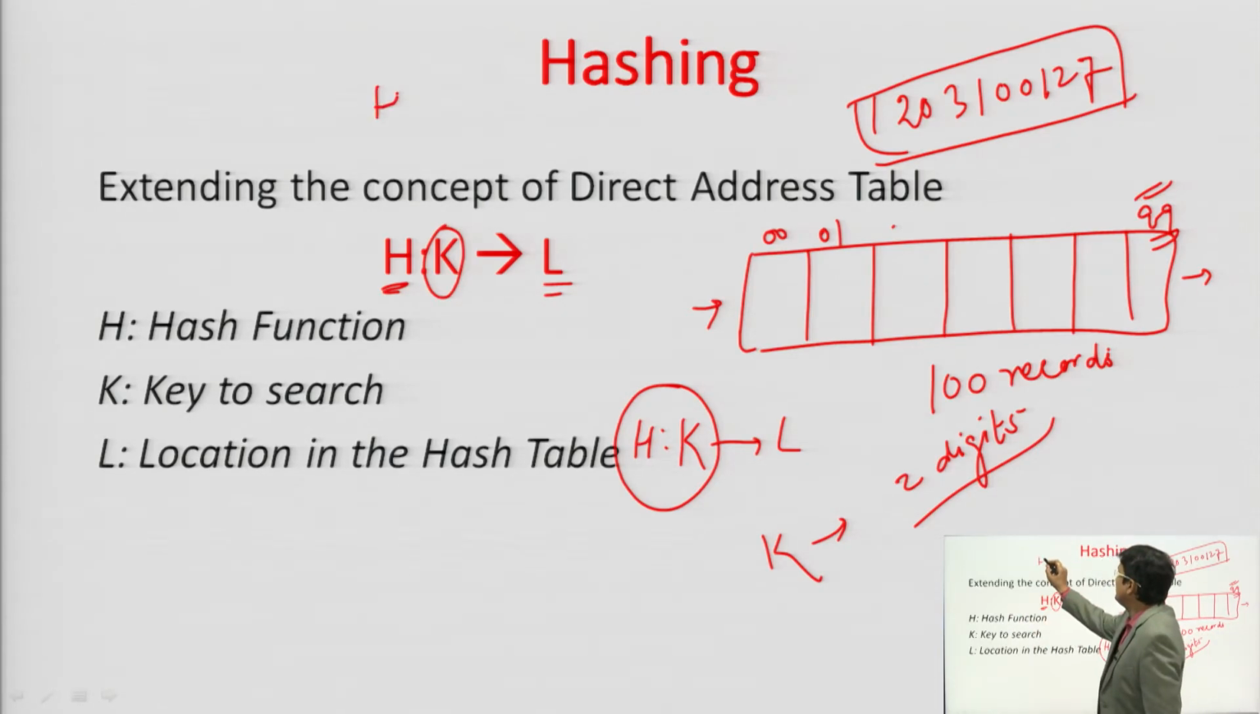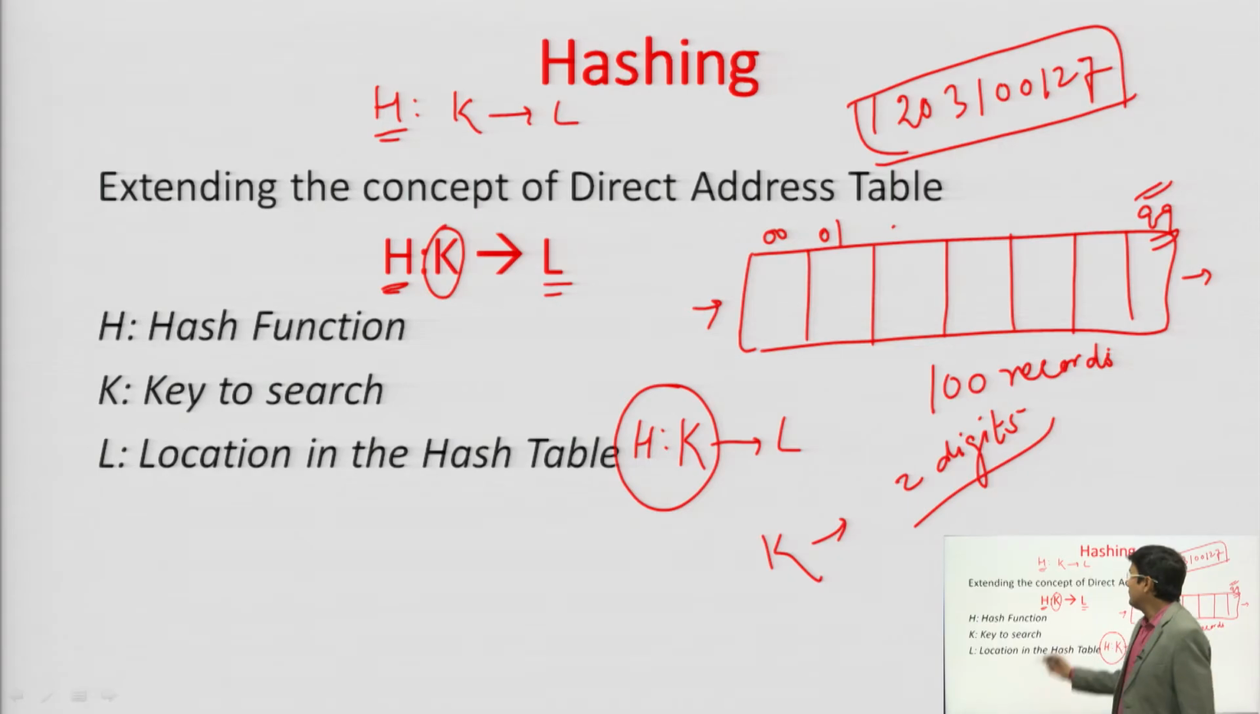So here in this notation, h refers to the hash function, and k refers to the key value, the key which we have to store or on the basis of which we have to search. Here we should also understand that the storage and the retrieval process are the same. The process by which we store our records in the hash table will also be the retrieval method. This L refers to the location in the hash table, which may be some address or some index in this hash table.